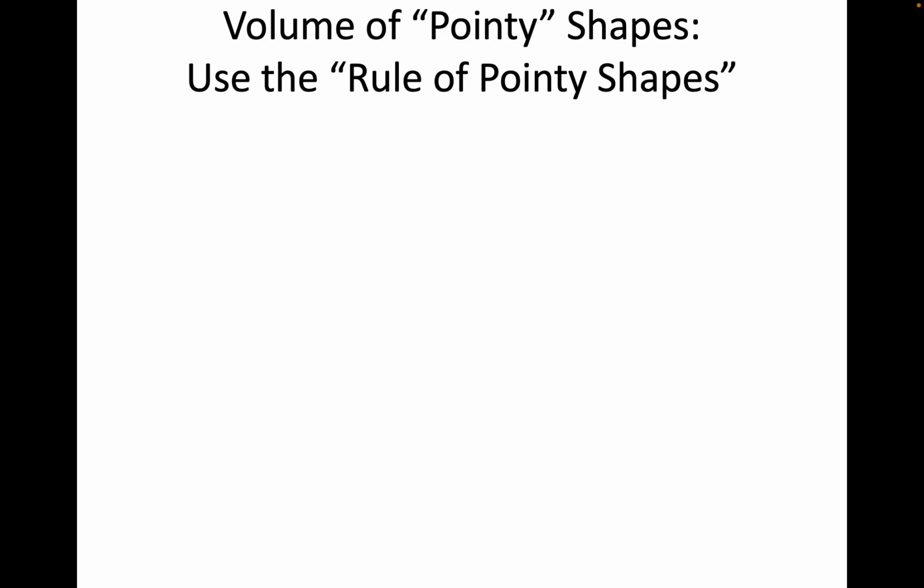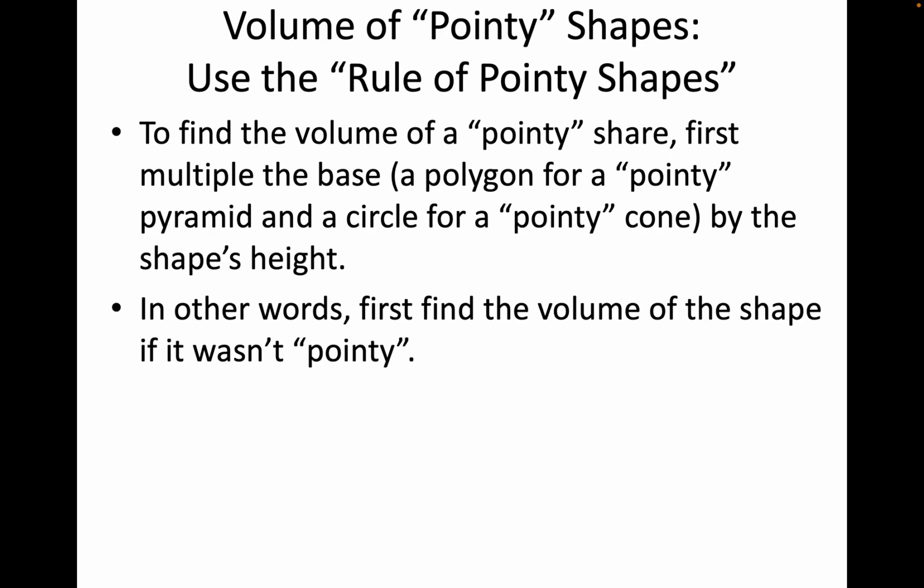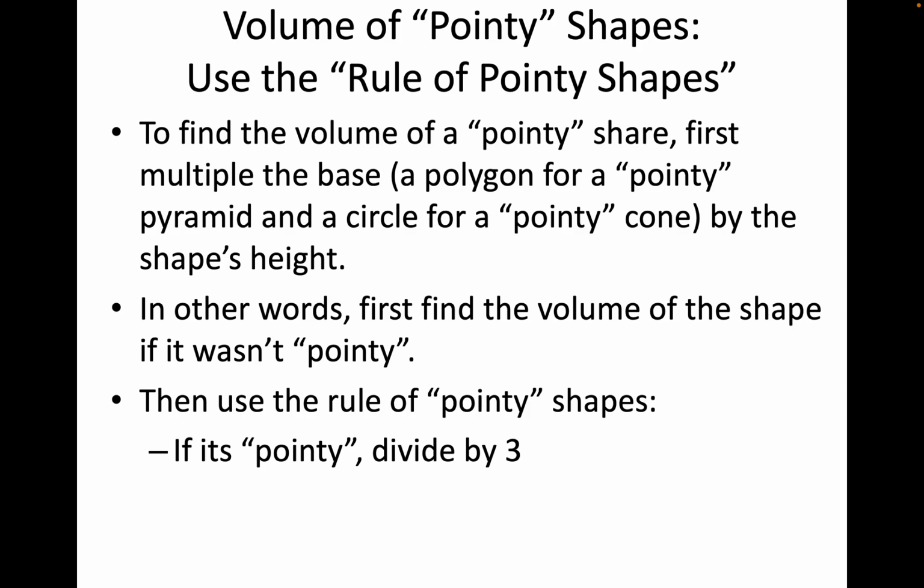So these videos and these examples should lead us to the rule of pointy shapes. And again, please don't Google it because you won't find it. This is a Mr. Hayesism, but I think, again, it makes sense to try to look at it this way. So to find the volume of any pointy shape, first multiply the base by the shape's height, just like you would do if the shape wasn't pointy, if it was a cylinder instead of a cone, or a prism instead of a pyramid. You just multiply the area of the base times the height. Then you use the rule of pointy shapes, and if it's pointy, divide by 3.